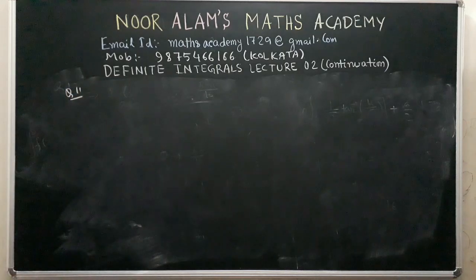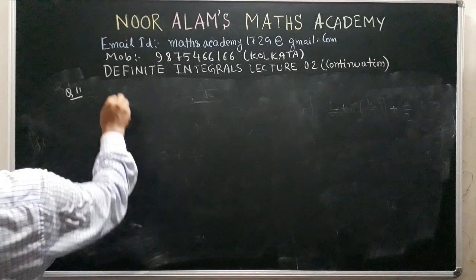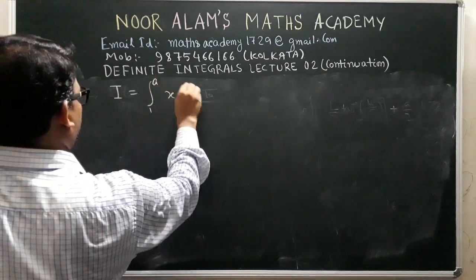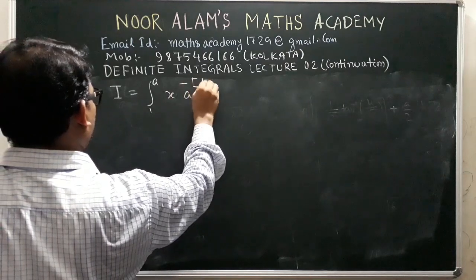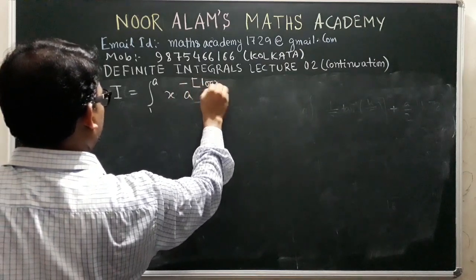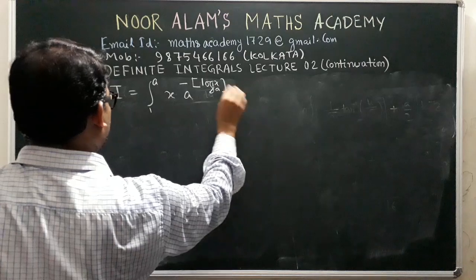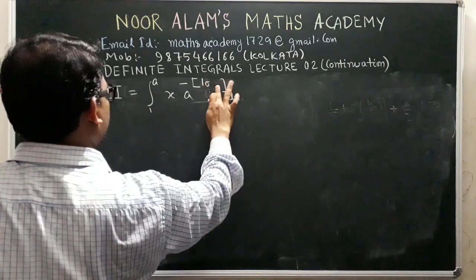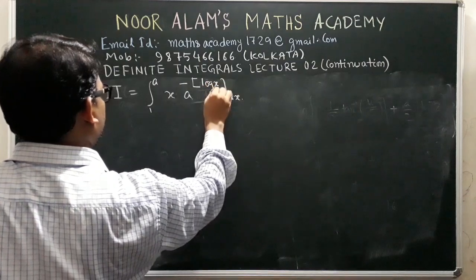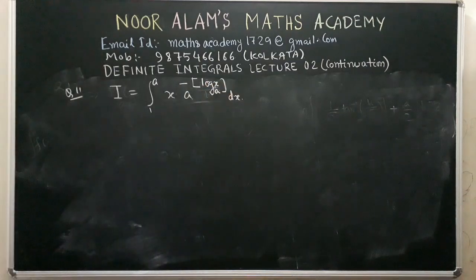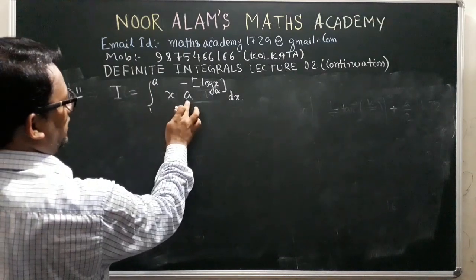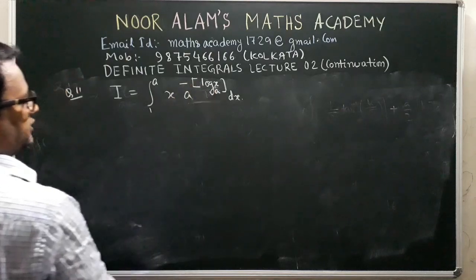Question is, find the value of this integral I, from 1 to a, x a power box of log of x base a. This is the greatest integer function having the log x base a. We have to find this integral. Integral I is integral from 1 to a of x a to the power minus box of log x base a.